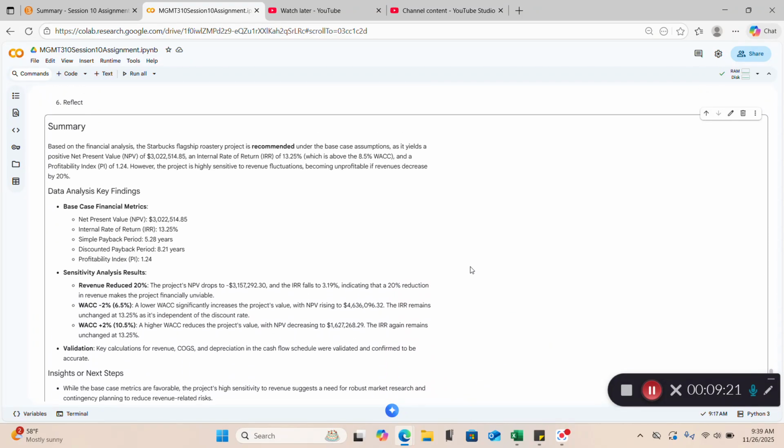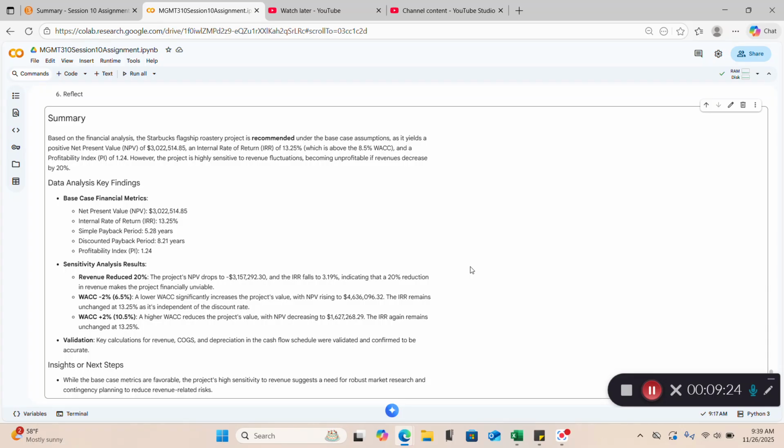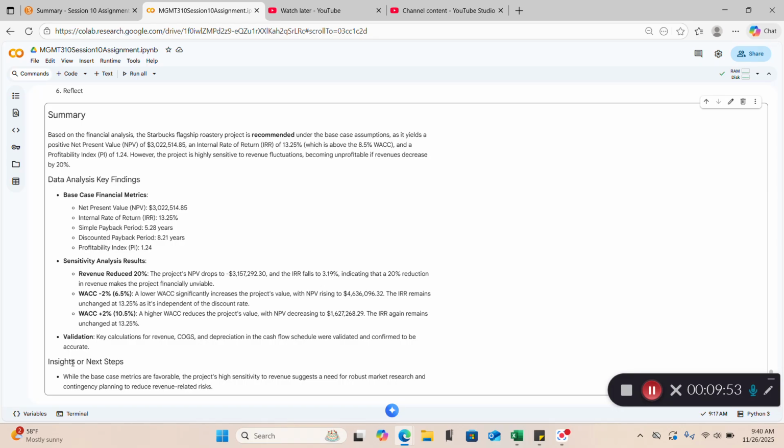period. In this, I include a little summary. Based on our financials, the Starbucks flagship roastery project is actually recommended under our assumptions after going through this model, because it yields a positive net present value, an internal rate of return which is above the WACC, and a good profitability index. However, it is sensitive to revenue fluctuations, becoming unprofitable if revenue decreases by 20%. So in this, we can go down to our insights and next steps.